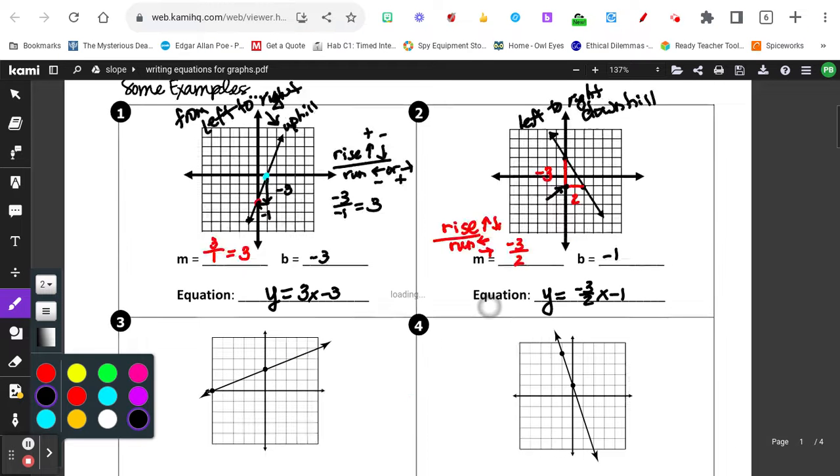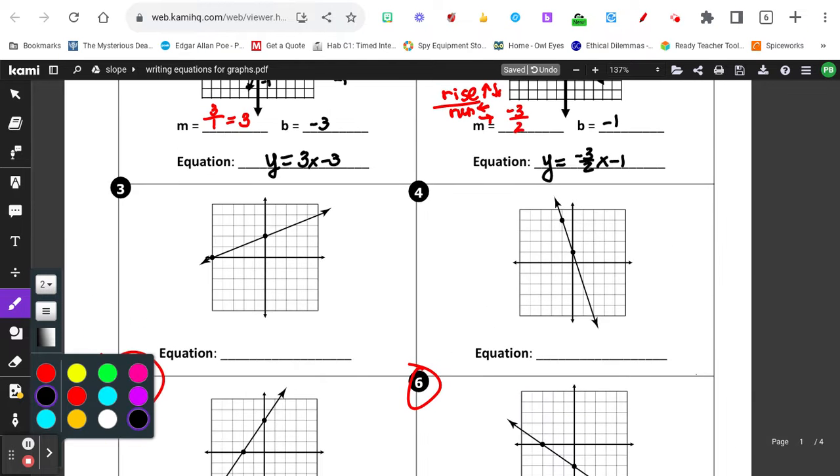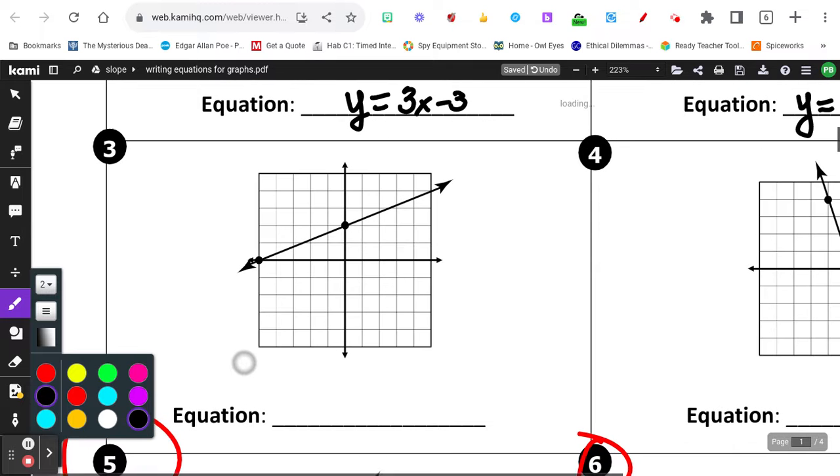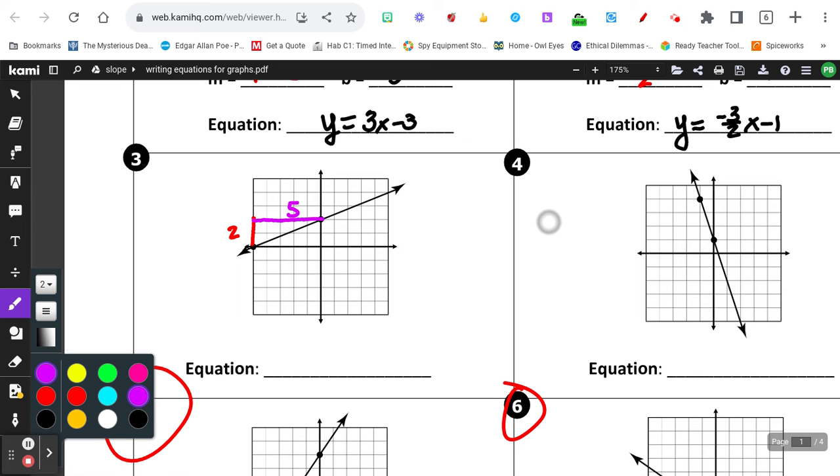Pretty simple. All right, I'll do one more, and then I'll let you work on your escape room challenge. All right, I'm going to draw my triangle that's up 2 and to the right 1, 2, 3, 4, 5. So my slope is actually 2 over 5. And b, where does it touch the y-axis? Well, it touches it right here, and that's at +2. So the equation is y equals 2/5 x plus 2.